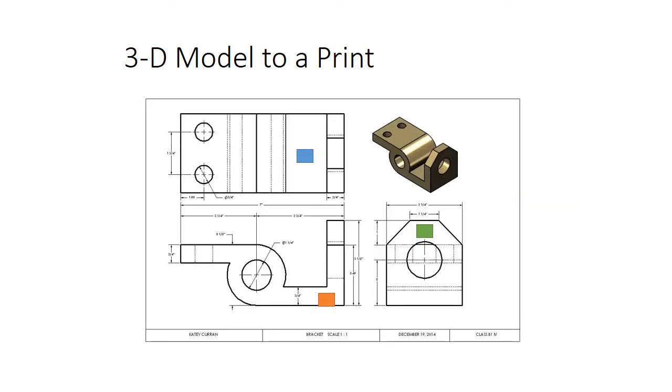Here's another example of a 3D model to print. Here we've got three different views. In the upper right-hand corner we've got the part, and then you see that little blue tag? That's what the part would look like if we looked at it from the top. The little orange one is what it would look like from the front. And the little part with the green is what it would look like from the back.